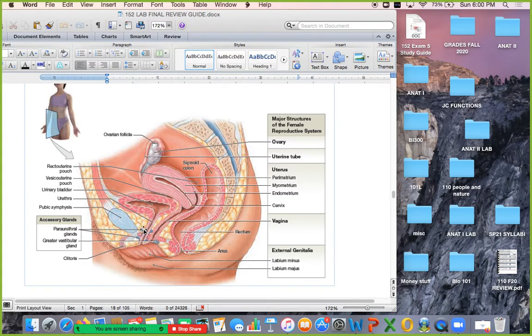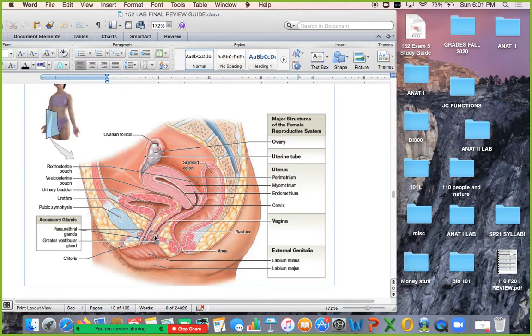Some accessory glands in the female reproductive system are going to include the paraurethral glands and the vestibular glands, and these are going to be involved in secretions of both lubricant as well as antimicrobial enzymes because it is, of course, an external orifice. The external genitalia are going to include the labia majora and the labia minora. The singular is going to be minus and majus, but plural is going to be minora and majora, which is pretty much how you're always going to hear it. It's weird to see it singular.